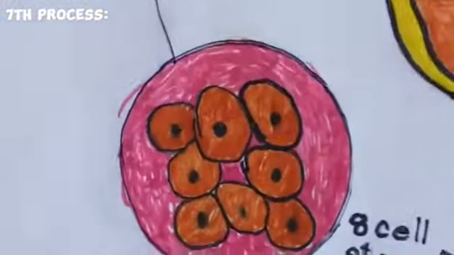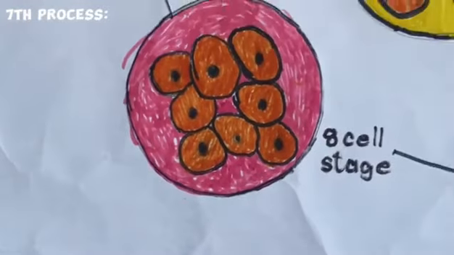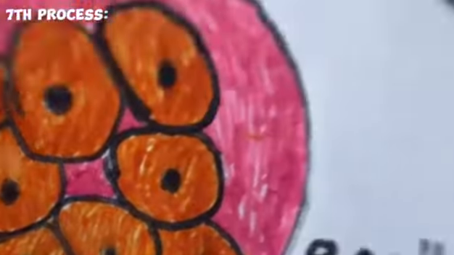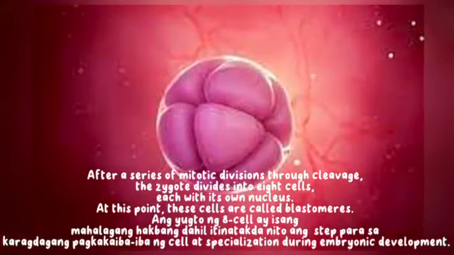The seventh process, 8-cell stage. Ang 8-cell stage ay isang kasunod na phase sa embryonic development kasunod ng 4-cell stage. After a series of mitotic divisions through cleavage, the zygote divides into 8 cells, each with its own nucleus. At this point, these cells are called blastomeres. Ang yugto ng 8-cell ay isang mahalagang hakbang dahil itinatakda nito ang step para sa karagdagang pagkakaiba-iba ng cell at specialization during embryonic development.